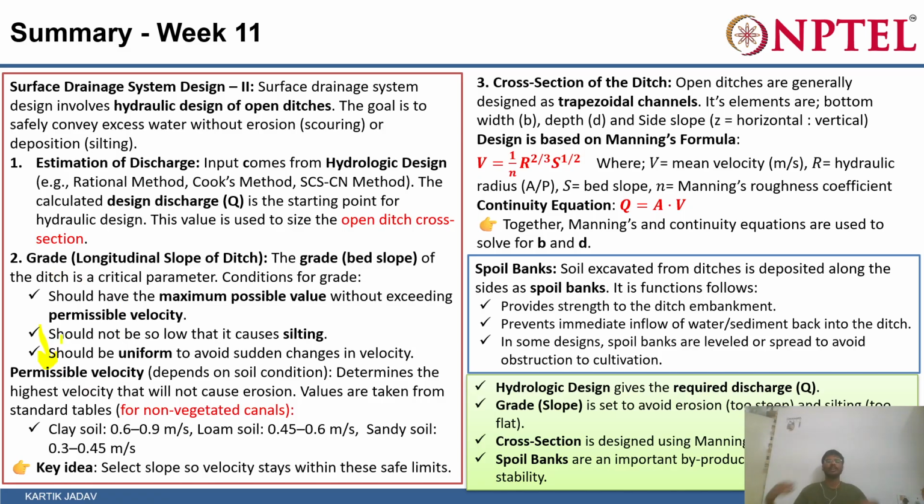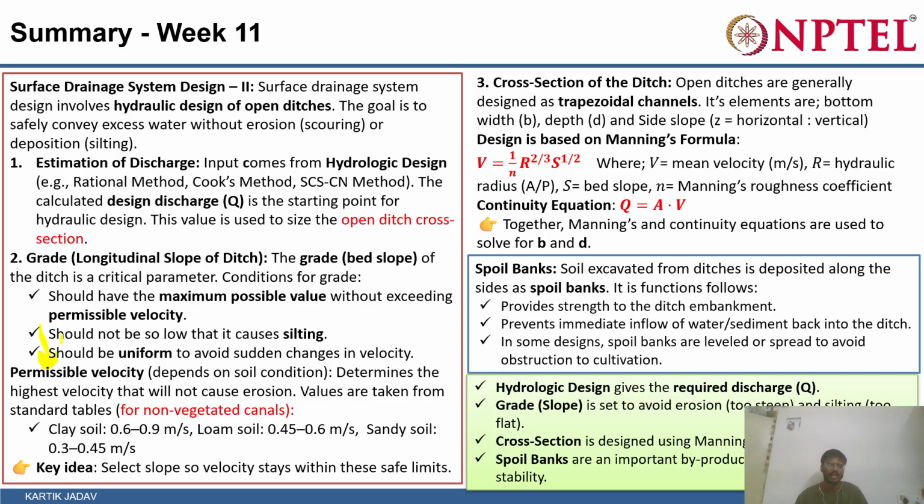In general, as a rule of thumb, for clay soil it is 0.6 to 0.9 meter per second, because it has resistive power, so you can go with high velocity, whereas for sandy soil it is quite lower compared to that.